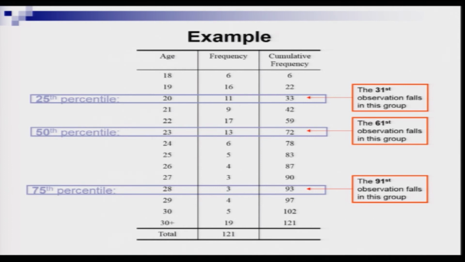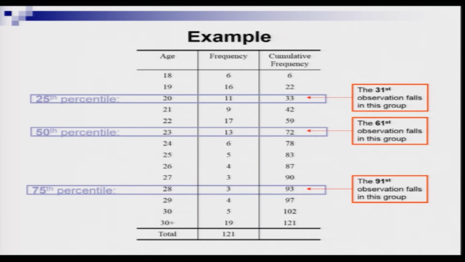For the corresponding age groups we have frequencies, and then of course we have computed the cumulative frequencies. Now, the cumulative frequency or the ogive that I discussed in the previous lecture is going to be very handy to find different percentile values. So, let us start with the first quartile, or the 25th percentile. In the last slide I showed you the formula, so you plug the values into the formula. If you do that, you get that the 31st observation falls in the group where age is 20.